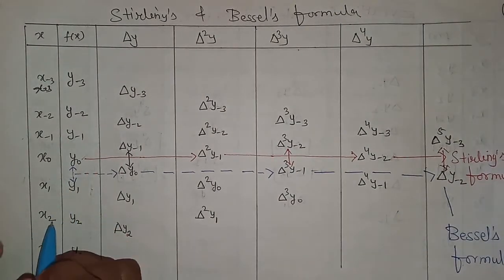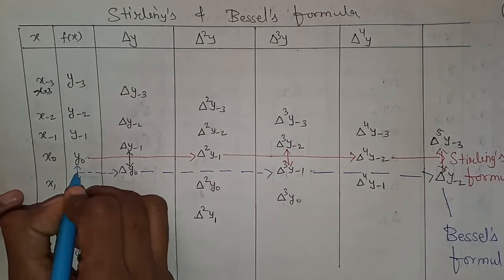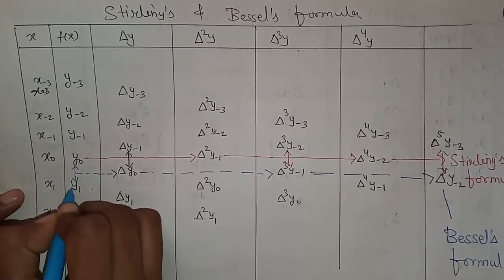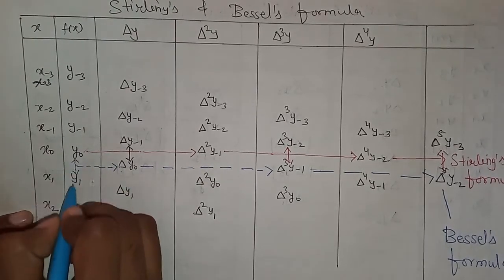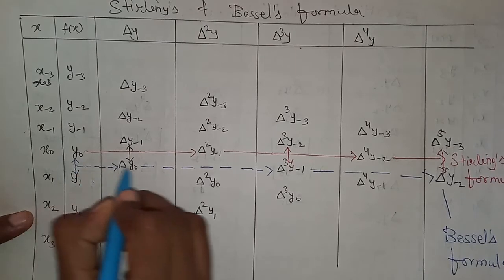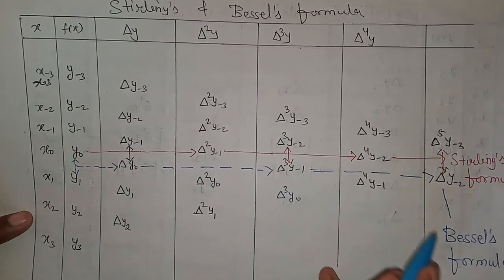We have seen in the table, in the formula, that the first value of the Bessel formula is (y0 + y1) / 2. So we will draw a line from the center of y0 and y1. If we draw a line from the center of y1 and y0, it will be like this. The line in blue color is for Bessel's formula.